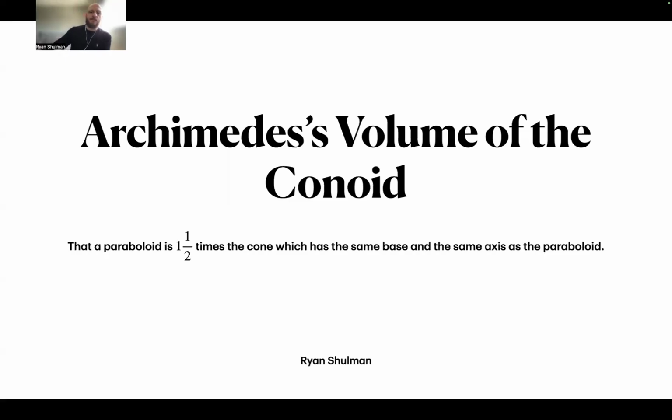All right. So this is going to be a presentation on Archimedes' proof of the volume of the conoid, in particular showing that a paraboloid is 1.5 times the cone, which has the same base and the same axis as the paraboloid, or the way that I kind of think of it, the paraboloid is 1.5 times the cone that is contained within it.